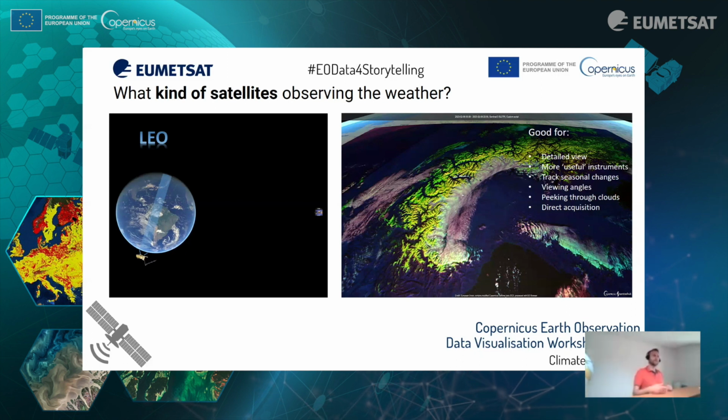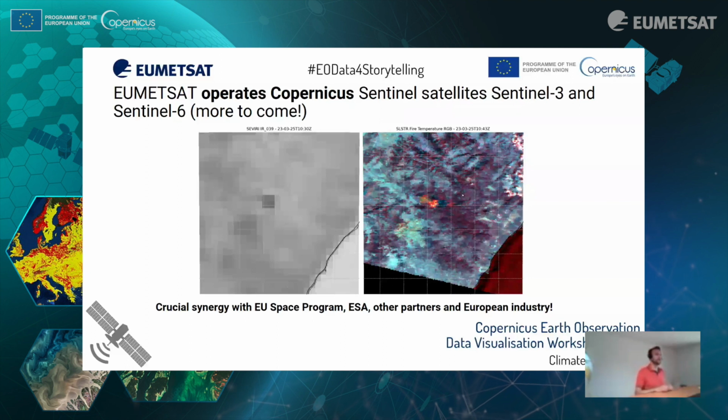They can still track seasonal changes, of course, and they also have these viewing angles as they fly by or over the feature. They see it from different angles. They can actually peek through the clouds in microwave or active radars. And some of the polar orbiters have direct acquisition as they fly over the user. They can dump the data. So that's pretty cool. And EUMETSAT has the fleet of geostationary satellites and the fleet of polar orbiting satellites with their instruments.